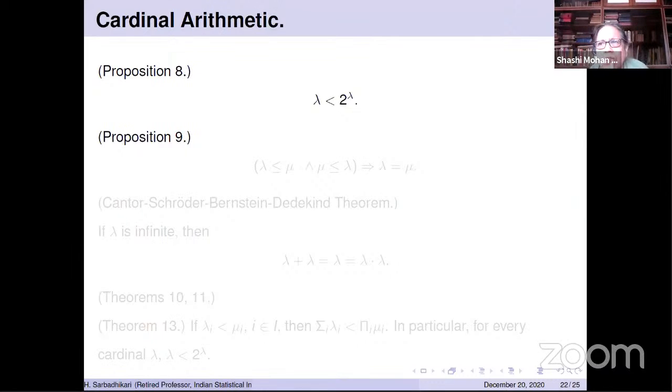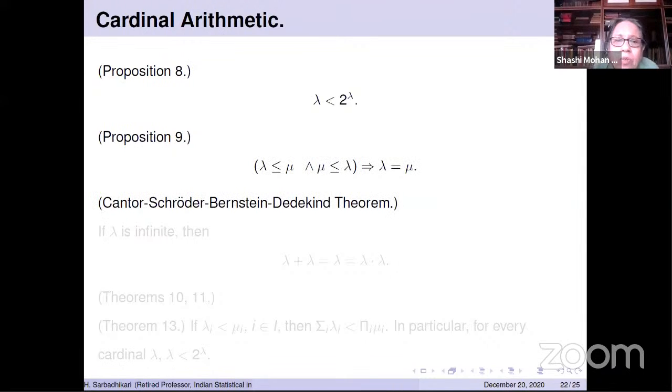And this also we had done. I remember we had done it with mod x and mod y. That's all. And it was the Cantor, Schroeder, Bernstein, Dedekind theorem. All right, everyone.